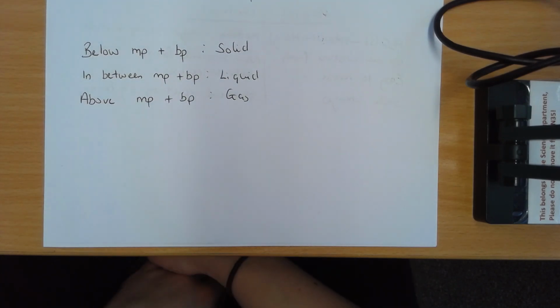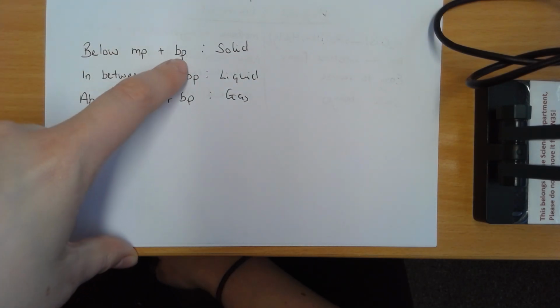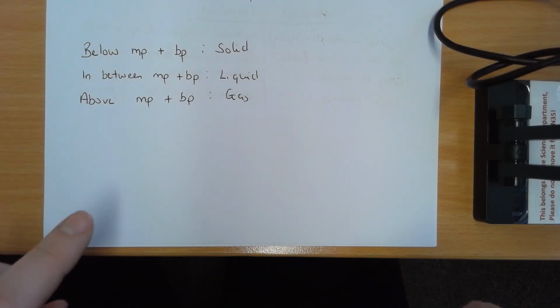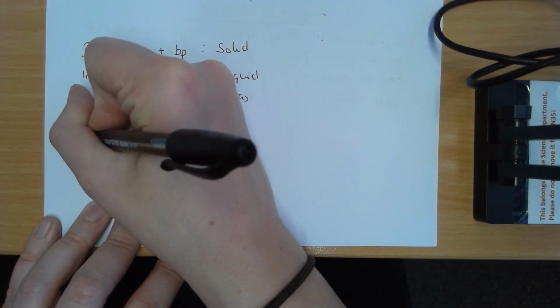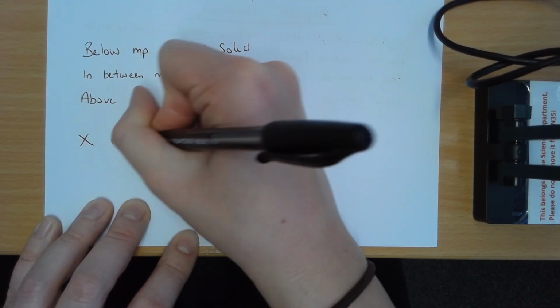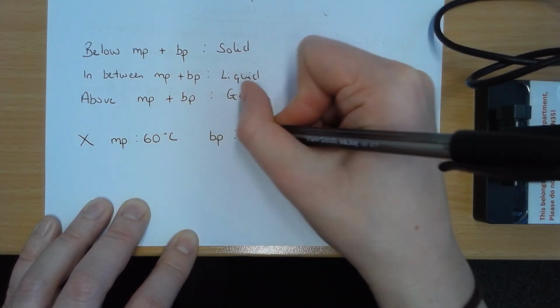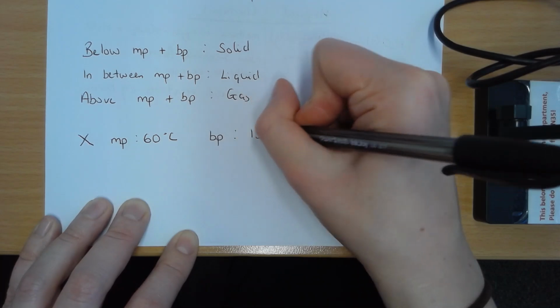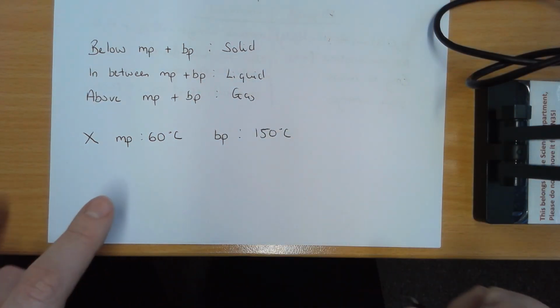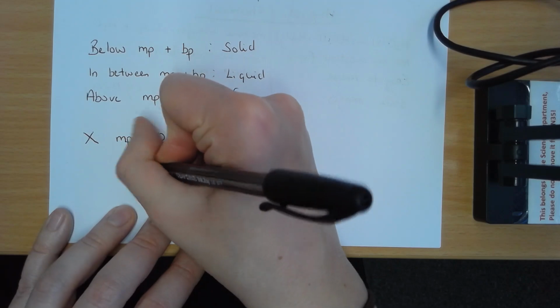They can often give you a temperature and they'll ask you what state a substance is at that temperature. And to answer, they have to also give you the melting point and the boiling point. Okay, so I'm going to give you an example. Let's say you've got substance X, and substance X has a melting point of 60 degrees Celsius, and a boiling point of 150 degrees Celsius.